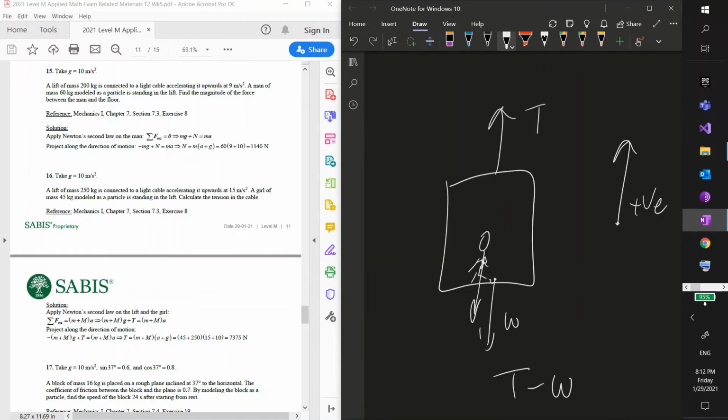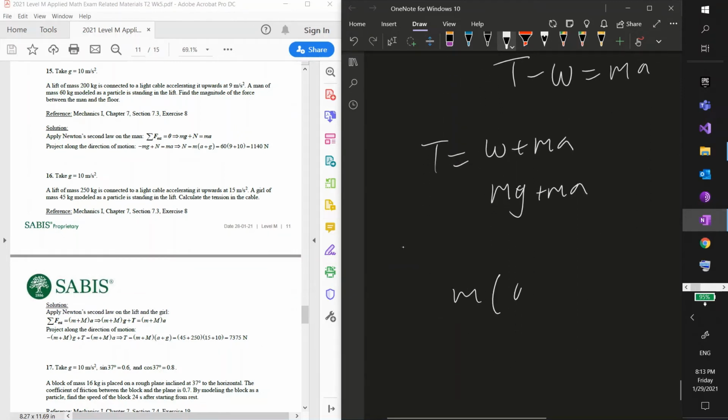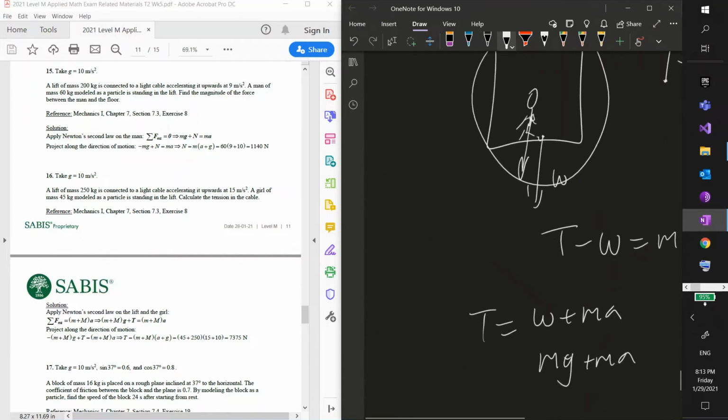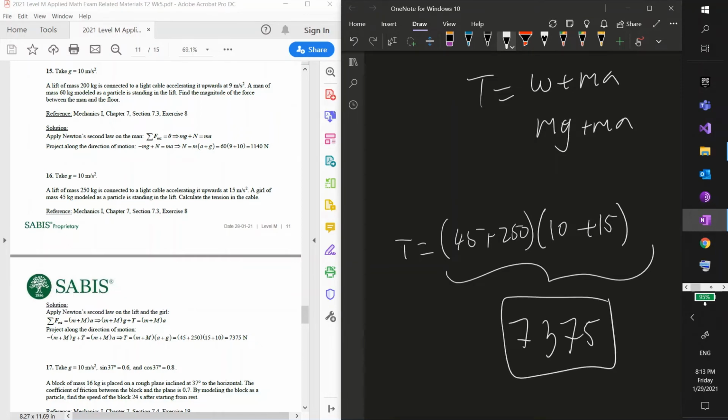So tension minus weight is equivalent to ma, since it's accelerating, Newton's second law. So tension is going to be equal to weight plus ma. What is weight? Weight is mg. Let's factor out m. Your g is 10, your a is given as 15. Your mass is the mass of the entire thing, which is the mass of the elevator plus the mass of the girl. So just substitute the numbers, mass of the girl, mass of the elevator. The tension is equal to this.